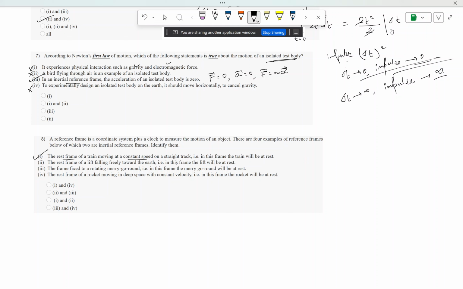Now the second option was the rest frame of a lift falling freely down to the earth, that is, in this frame the lift will be at rest.